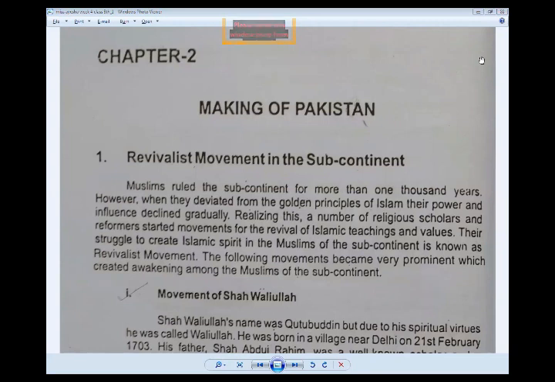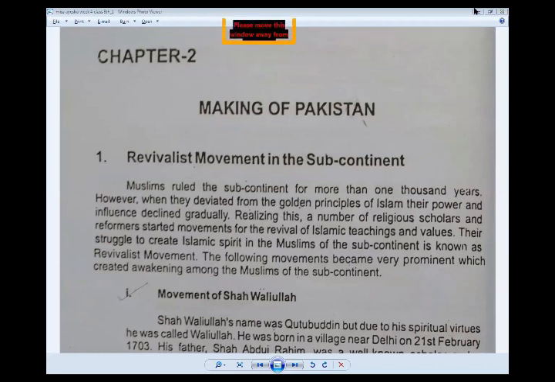Okay, do you know about the revivalist movement? The heading number 1, page number 14: Revivalist movement in the subcontinent. Okay, first we divide the revivalist movement. Revivalist. Do you know what is the meaning of revivalist? Definition of revivalist: the tendency to revive former custom, style, religious beliefs. One who revives or restores something disused.